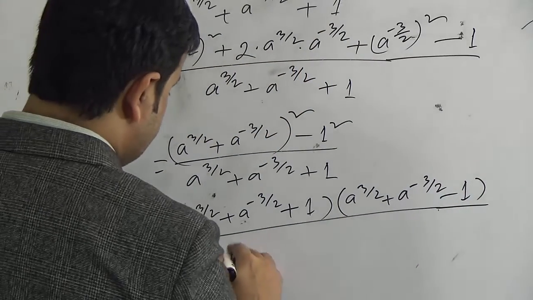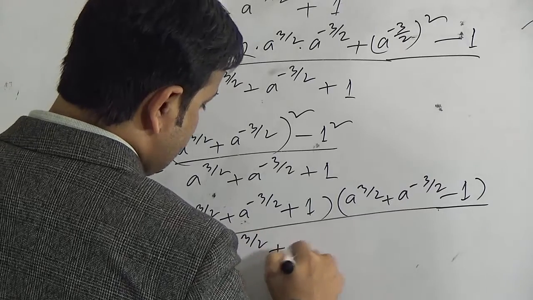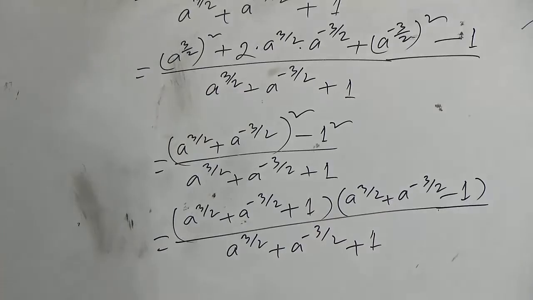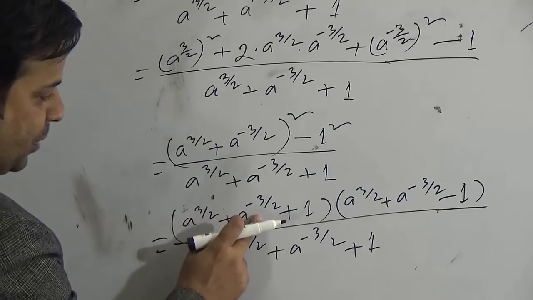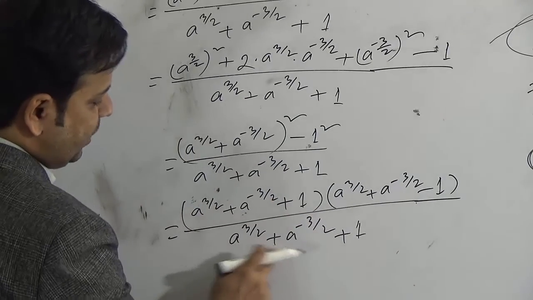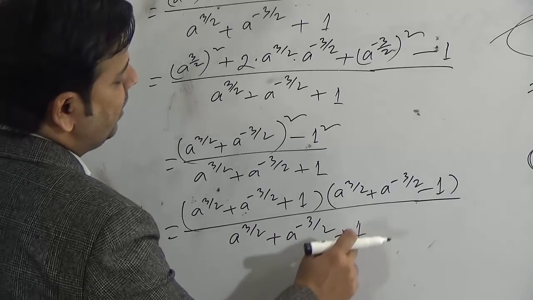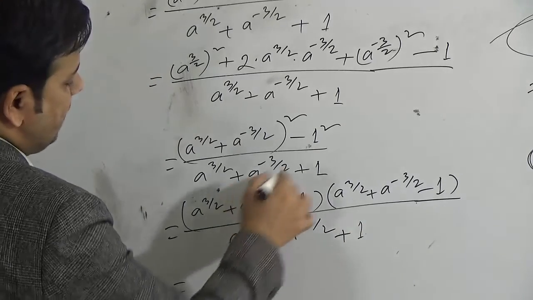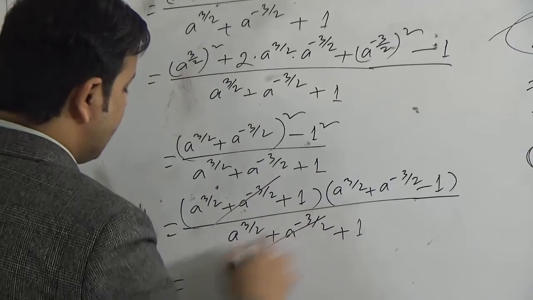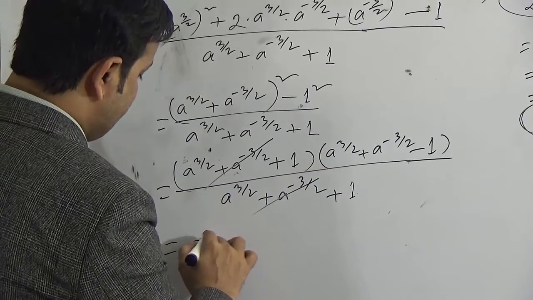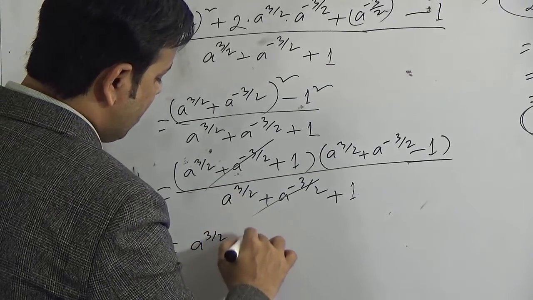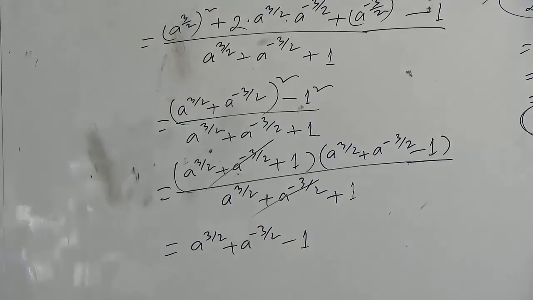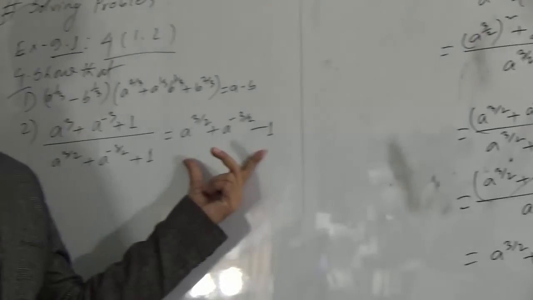Now the denominator is a to the power 3 by 2 plus a to the power minus 3 by 2 plus 1. Now if you check here, a to the power 3 by 2 plus a to the power minus 3 by 2 plus 1, here is a to the power 3 by 2 plus a to the power minus 3 by 2 plus 1. So these two expressions vanish each other, so we can cut these two. We will get here only in the numerator a to the power 3 by 2 plus a to the power minus 3 by 2 minus 1. So this is our right hand side.